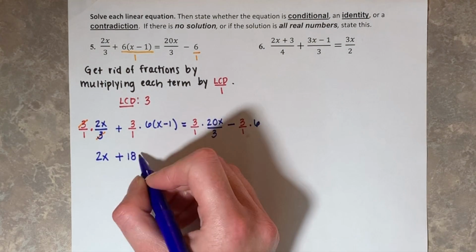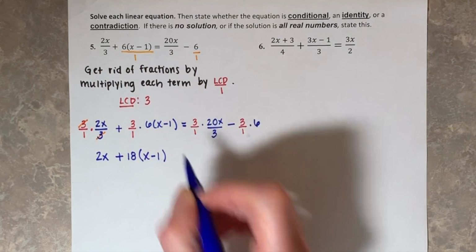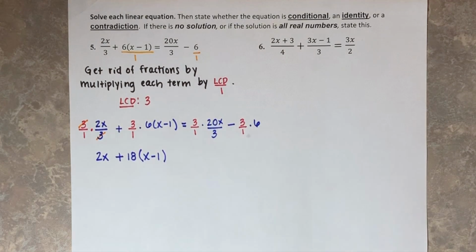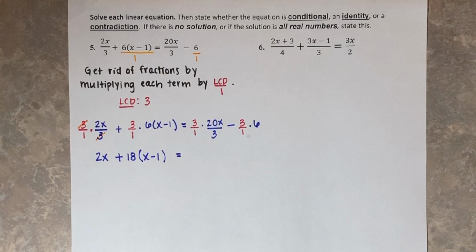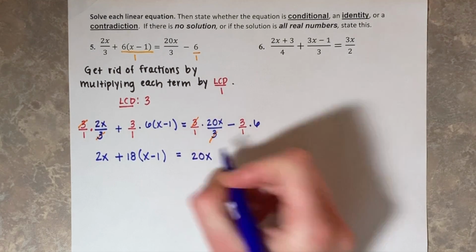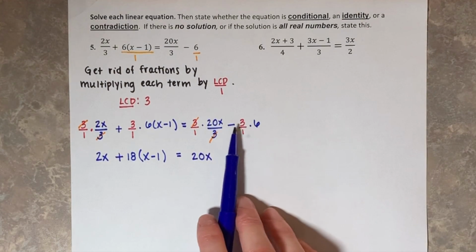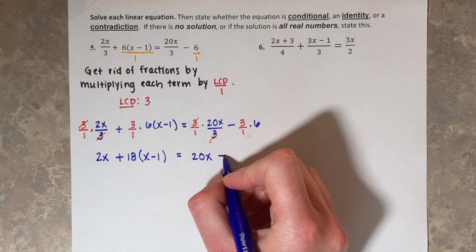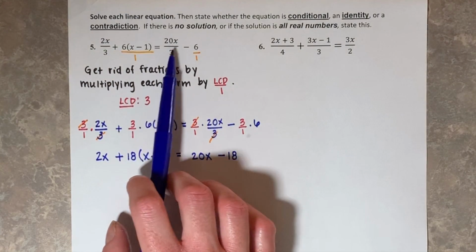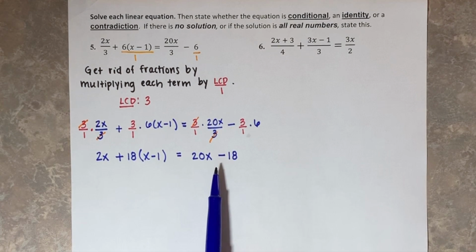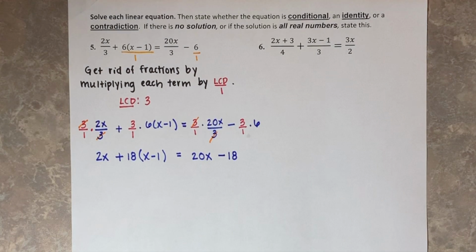And then we can multiply the 18 times the x minus 1. And I'll do that by distributing in just a minute. Okay, let's go ahead and cancel the 3's here. And that will leave us with 20x over 1, or 20x. And then this is just negative 3 times 6, which will give us negative 18. Notice we multiplied each term by the LCD over 1, and that got rid of our fractions. Multiplying by the LCD over 1 always gets rid of your fractions.